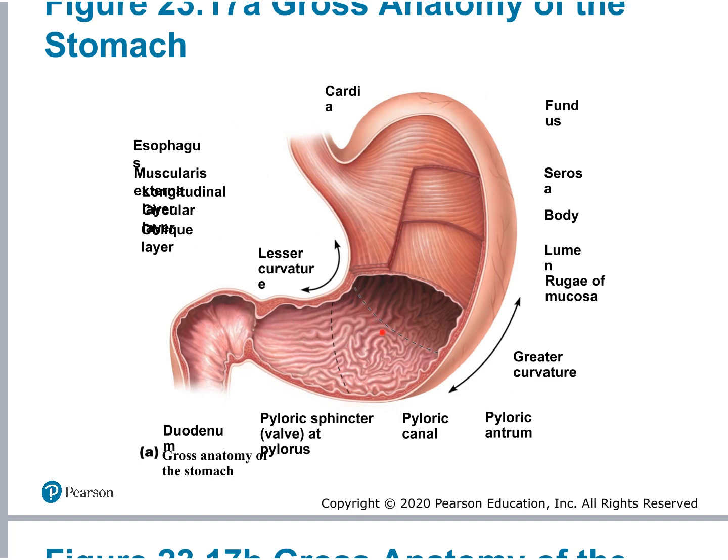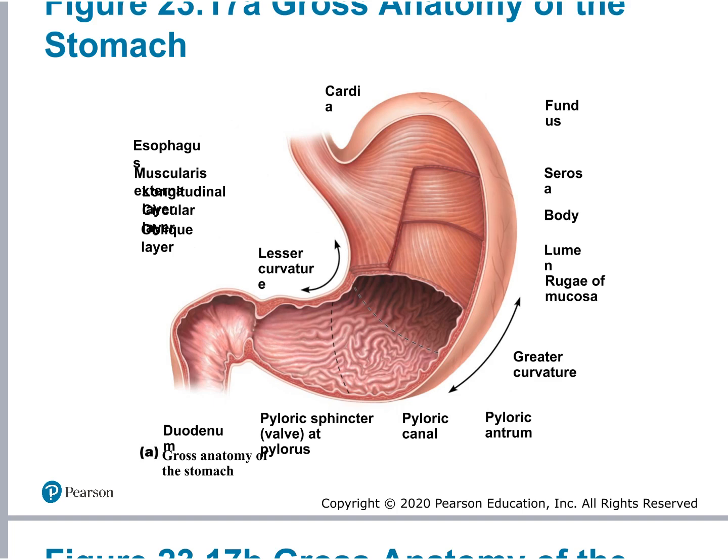So inside, it is lined with rugae, and then as the stomach fills with food, the rugae will flatten out. It just increases the surface area inside of the stomach so that we can mix as much stuff inside the stomach with as much gastric juice as possible.